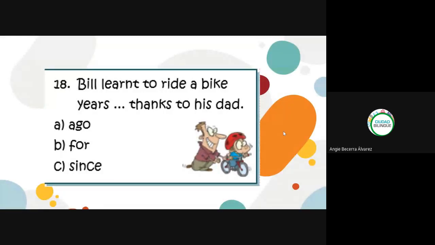This one, it says, Bill learned to ride a bike years thanks to his dad. A, B, C. ¿Cuál creen ustedes que es aquí? Teacher, ¿qué quiere decir en español? Dice, Bill aprendió a montar bicicleta años gracias a su padre. Ago. Ago, teacher. Sería ago. So perfect. Very good. Bill learned to ride a bike years ago. Años atrás o hace años. Gracias a su padre.